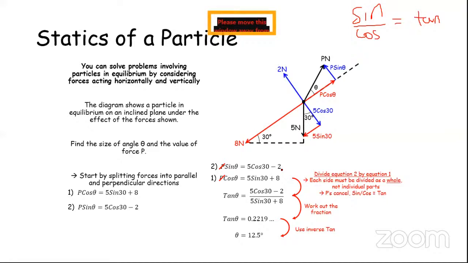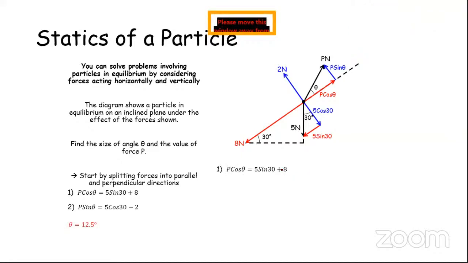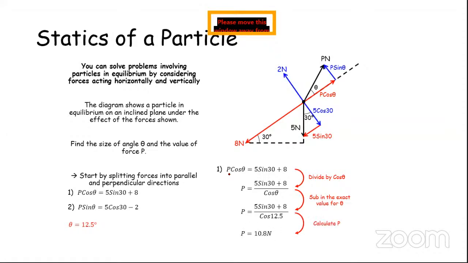So after getting the angle, we can now easily substitute it in and get the value of what? P. Yes. So when we use P cos theta equaling 5 sine 30 plus 8, P is equal to 5 sine 30 plus 8 divided by cos theta, and that will be 5 sine 30 plus 8 divided by cos of 12.5, and that will give us 10.8 newtons. Is that clear? Yes. Okay, so we can proceed.